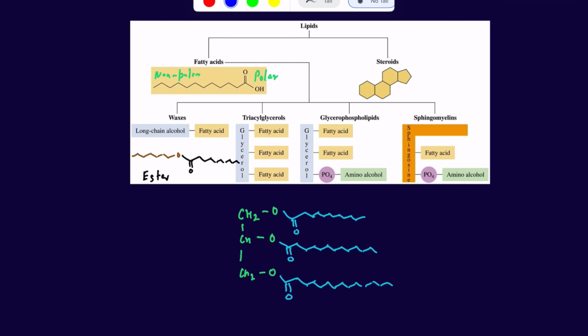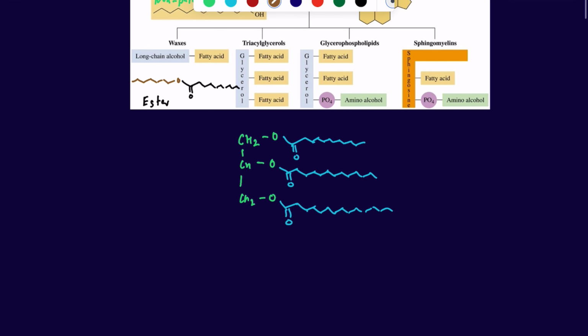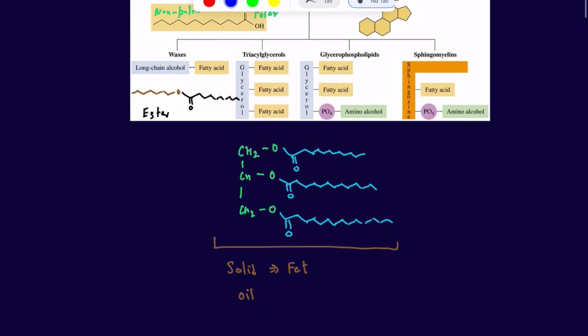Now, these are also called fats if they are solid. So if you have a triglyceride that's a solid, we typically call that a fat. And you can also have the fatty acids as oils. So oils are in the same category if they are liquid, obviously.